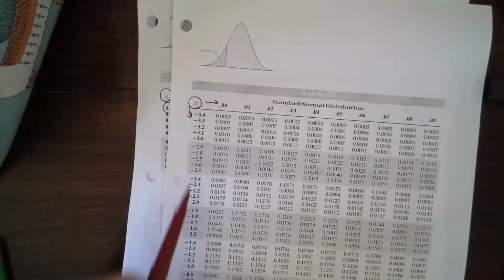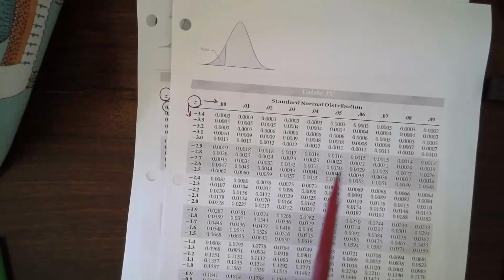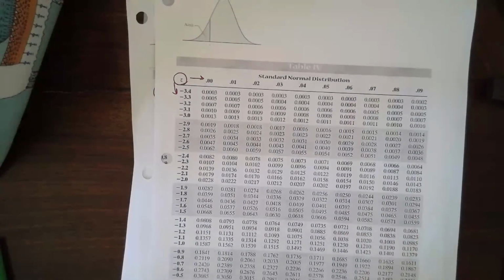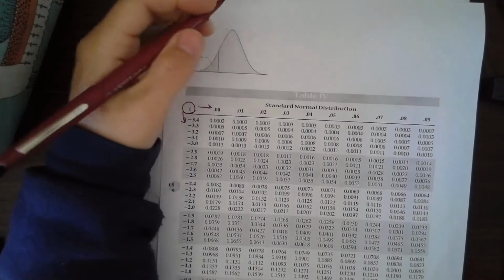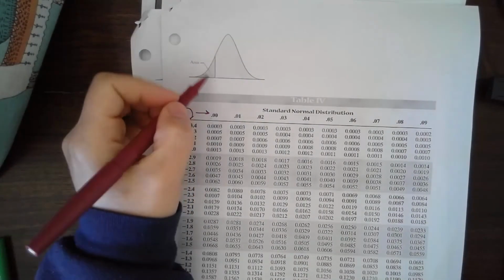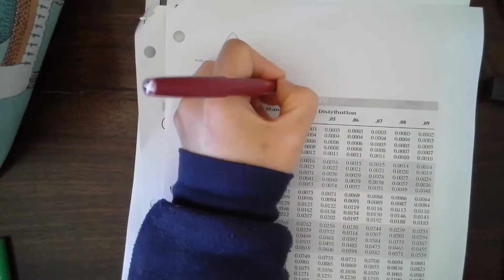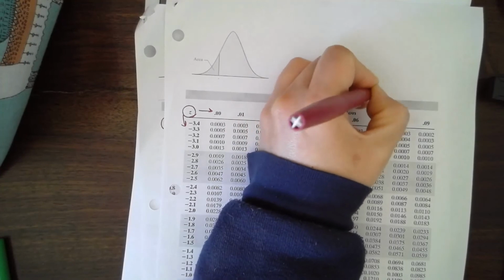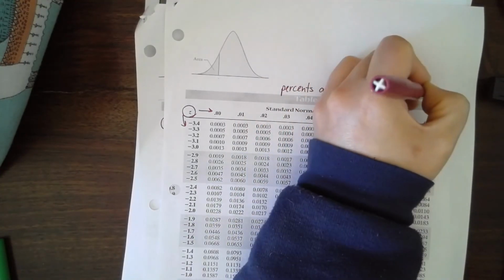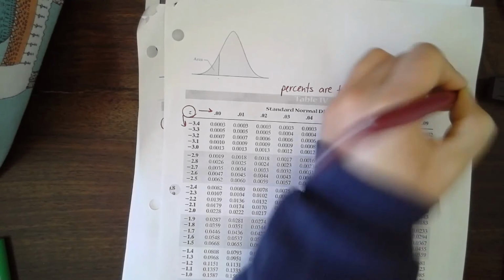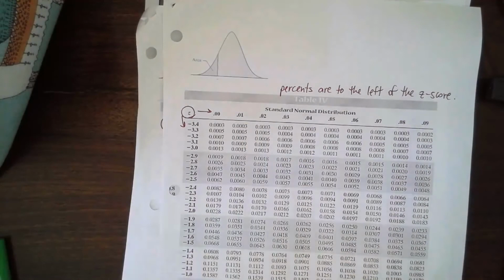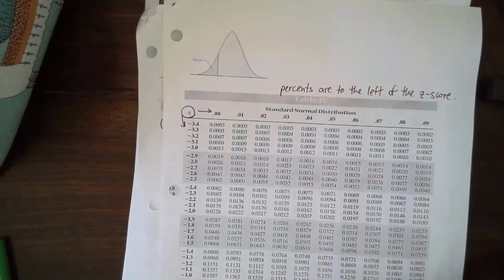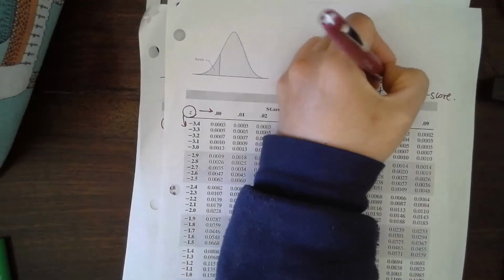So the numbers on the outside tell us z-scores. The numbers on the inside tell us percentages, but they're written as decimals. You'll notice you get a little bit of a clue up here: it's always showing you percents to the left. So when you get a z-score and read it on this table, it will tell you how much data is to the left of it. And left means less than.